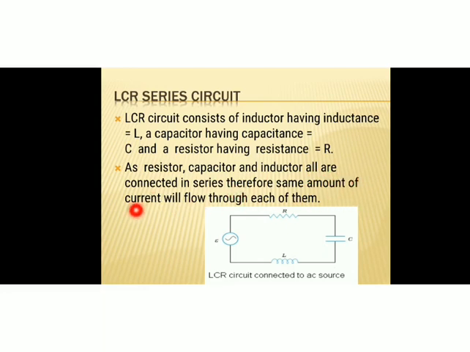Therefore, the same amount of current will flow through each of them. As you know, in a series connection, the same amount of current flows through each of the circuit components. This figure shows an LCR series circuit. It consists of a resistor of resistance R, a capacitor of capacitance C, and an inductor of inductance L. All three circuit components are connected in series with an AC voltage source. So this is the AC voltage source. It provides the alternating voltage to these three circuit components.